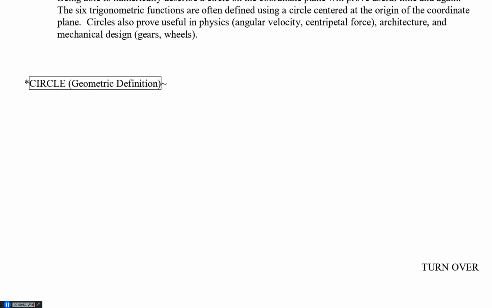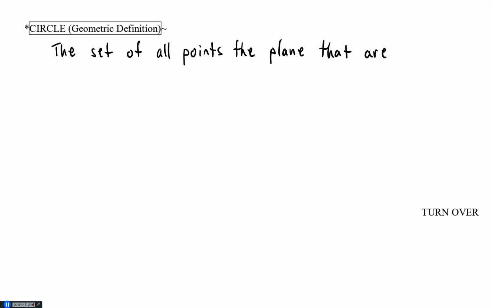So that's what we're going to start with, the geometric definition of a circle. So geometrically, a circle is the set of all points in the plane that are equidistant, or the same distance, from a fixed point called the center.